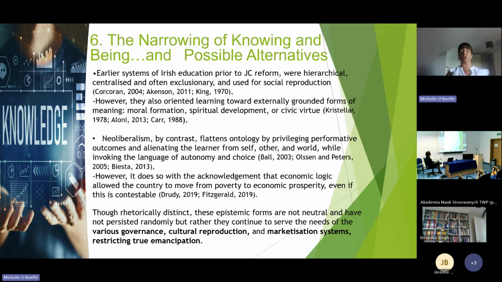So basically, earlier systems of Irish education prior to this reform were hierarchical, centralised, and often exclusionary and used for social reproduction in one way or another. But they also orientated learning towards externally grounded forms of meaning, moral formation, spiritual development, or civic virtue. There was still a transcendent element there. Neoliberalism, by contrast, flattens ontology. What I mean by that is that the depth is taken out of it. It privileges performative outcomes. It privileges horizontal thinking, less dense thinking, but more lateral. It arguably alienates the learner from the self, other, and the world, while invoking the language of autonomy and choice. So it's presented as autonomising and choice-based, but in reality that's not always the case.